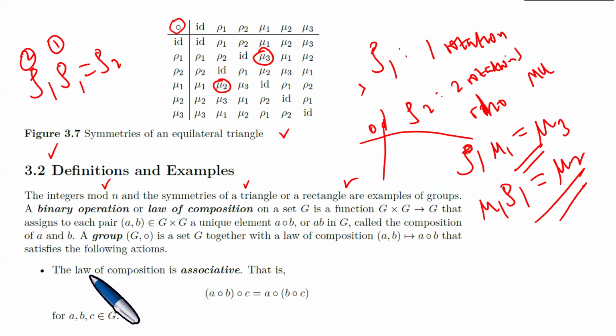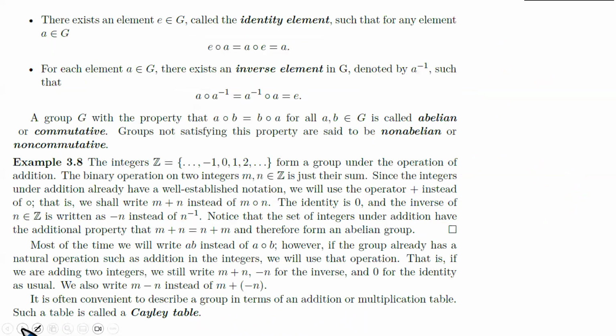The group axioms: the law of composition is associative. So if you compose a and b with c outside, it's the same as composing b and c with a outside, for a, b, and c in G. There exists an element e in G called the identity element, such that for any element a in G, the composition of e and a is equal to the composition of a and e, which is equal to a.